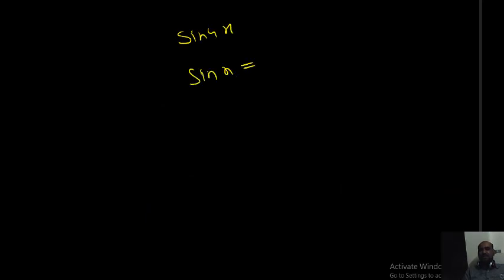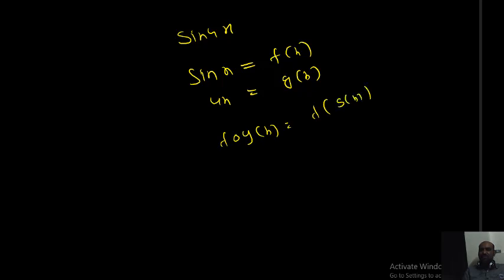Sin x is taken as one function, f, and 4x is taken as another function, g. What I want is f circle g of x. What is that? f of g of x, that is f of 4x, which is sin 4x only. What is the meaning of that? Sin 4x is nothing but f circle g of x.